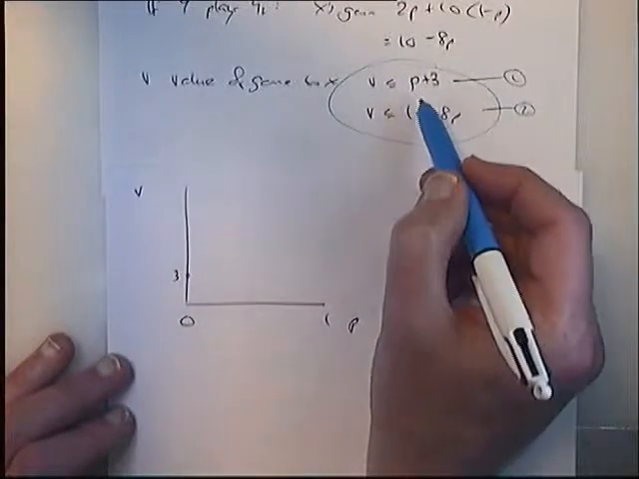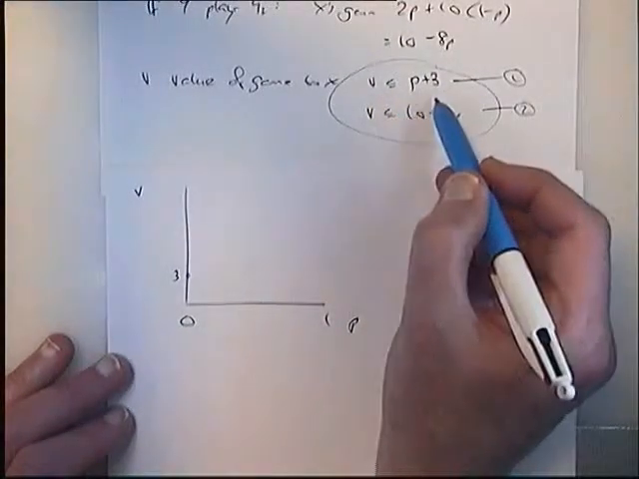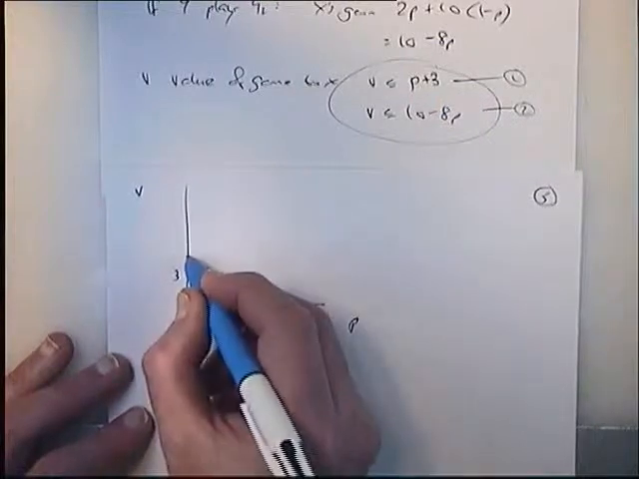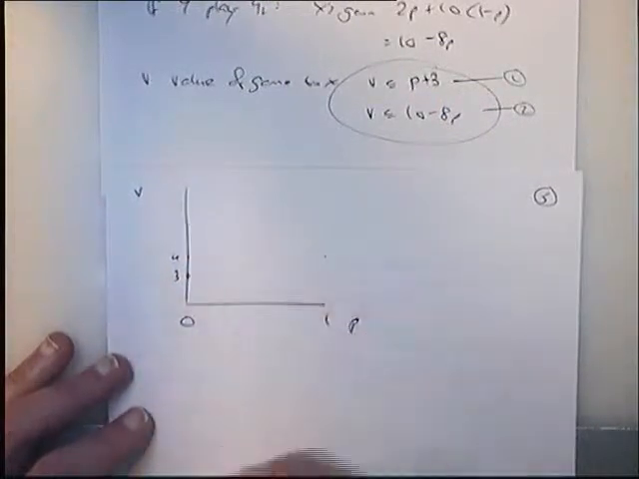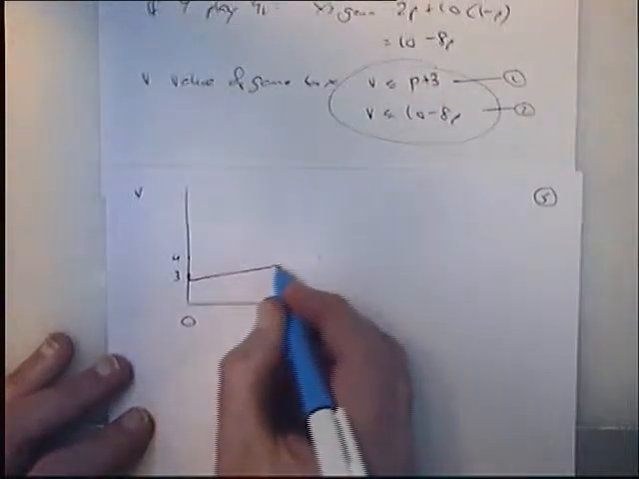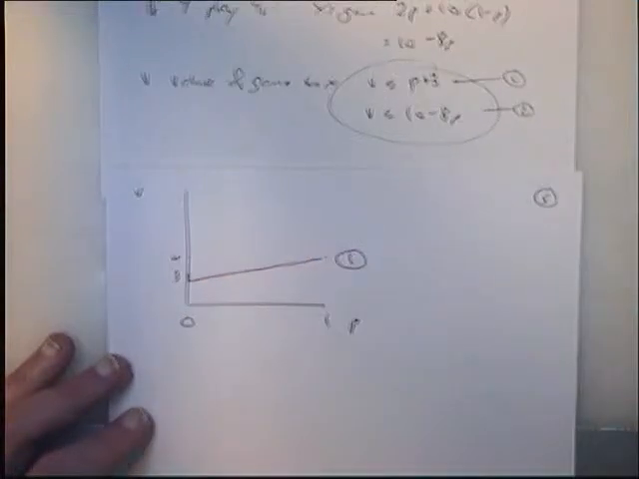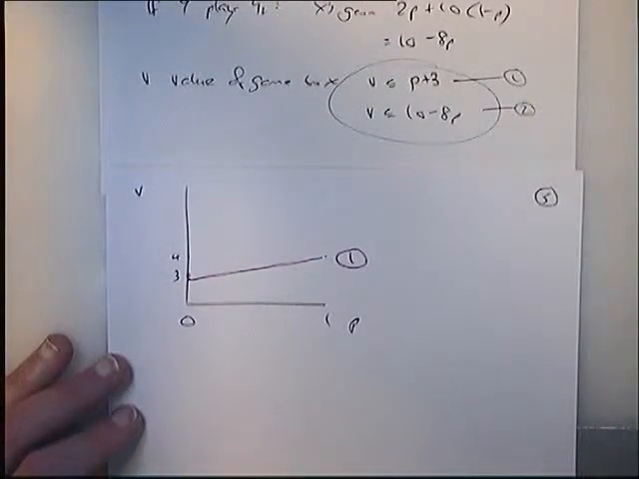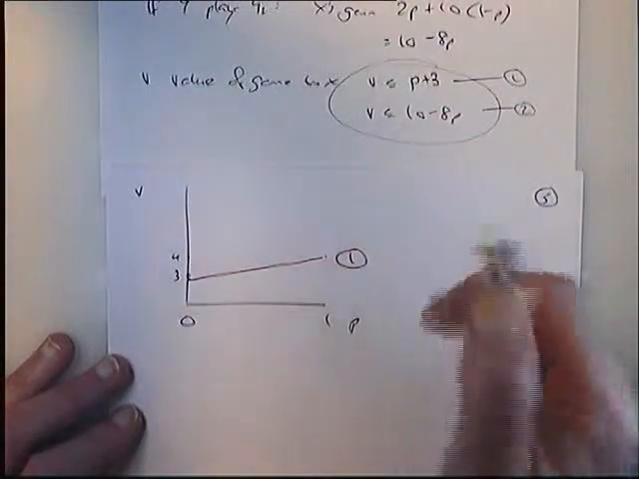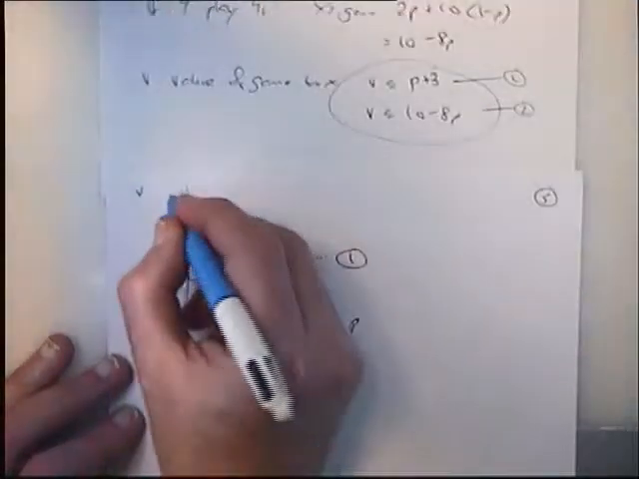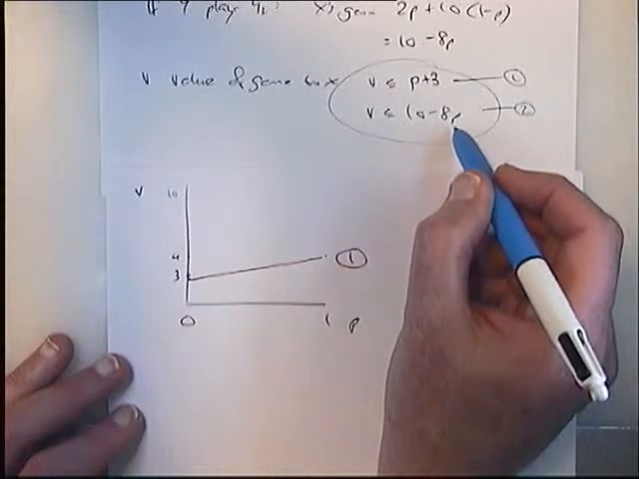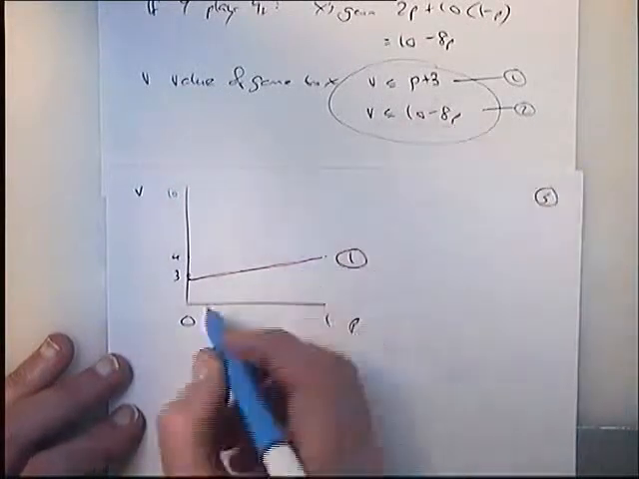When P is 1, what will V be in this first equation here? 4. So I'll put a mark at 4, and if I join those up, that corresponds to equation 1. The next one, the second one, if P is 0, that is 10, and if P is 1, that falls to be 2.